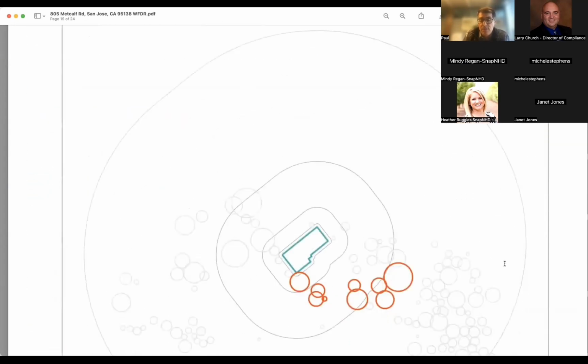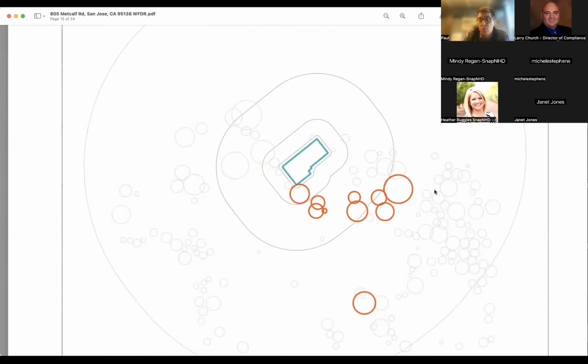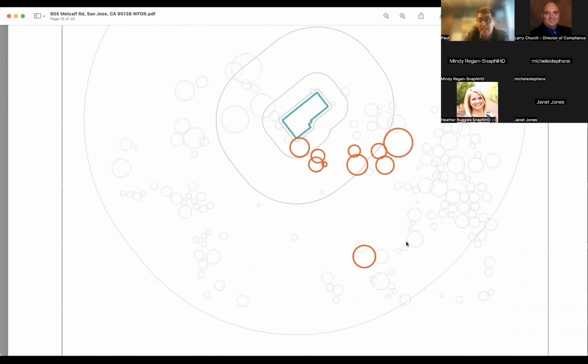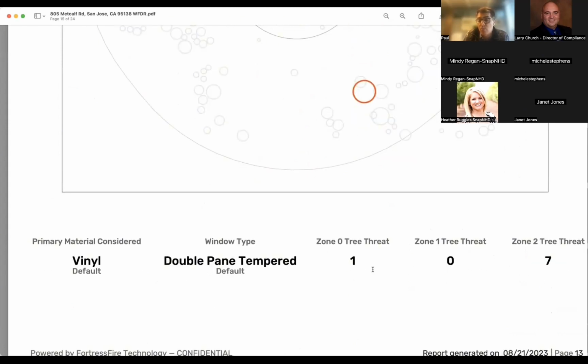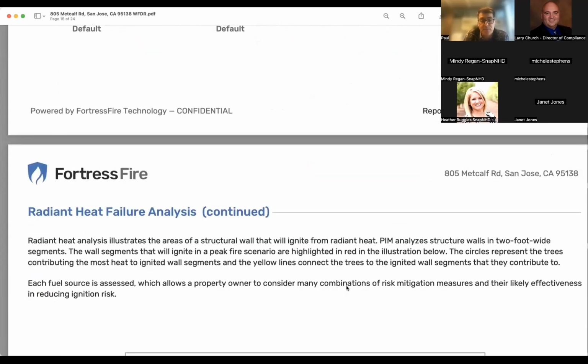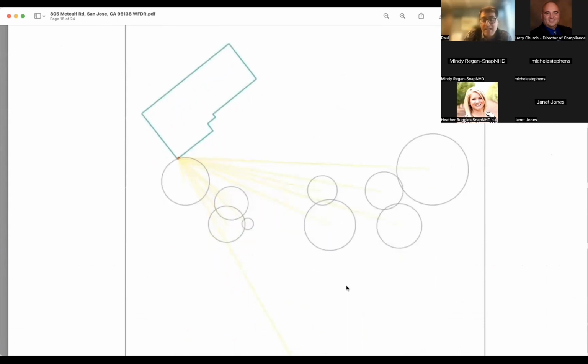Next, we look at the radiant heat. We calculate the top 10 or 20 trees that are creating radiant heat on the structure. We give you some of that data, including the assumed materials of the structure, where those top contributing trees exist. Then we show you, in this case, where the radiant failures are.